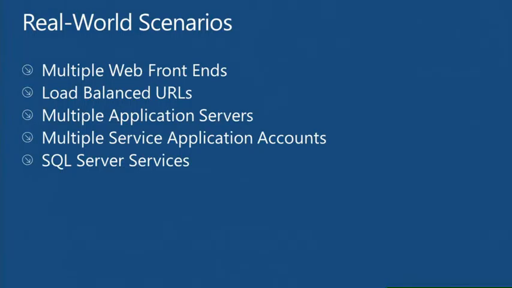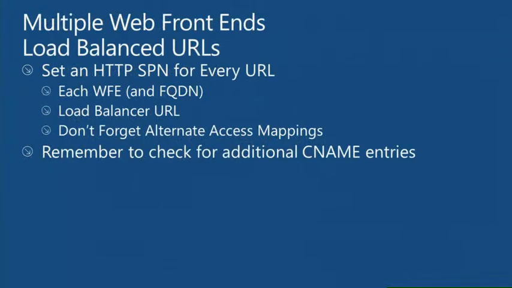You're going to have multiple application servers and multiple service application accounts. And you're going to do some different things with SQL Server as well. So let's talk about the multiple web front ends first. It comes down to setting SPNs for every single URL. We talked about this a little earlier. The load balancer, if you're behind a load balancer, you want to have an SPN for the load balancer URL.